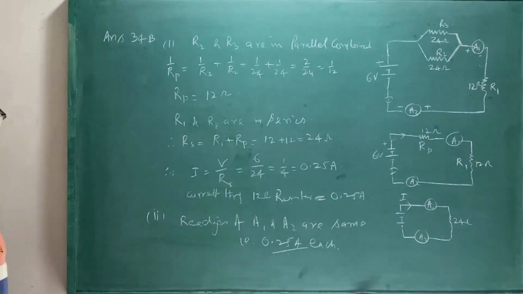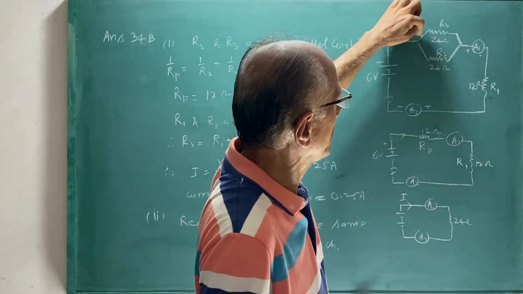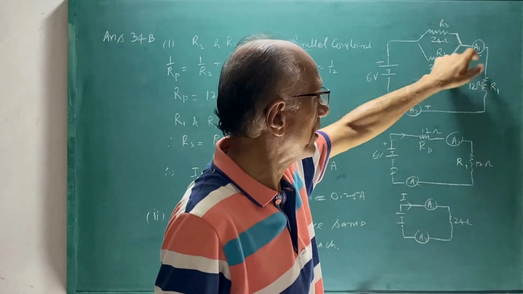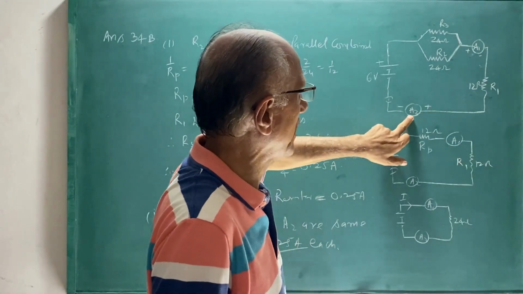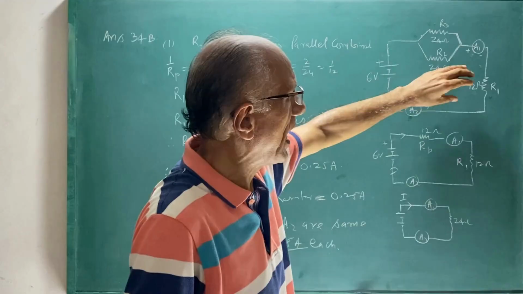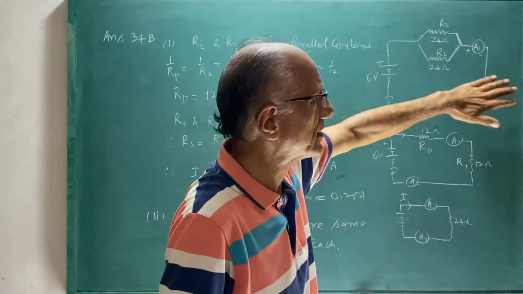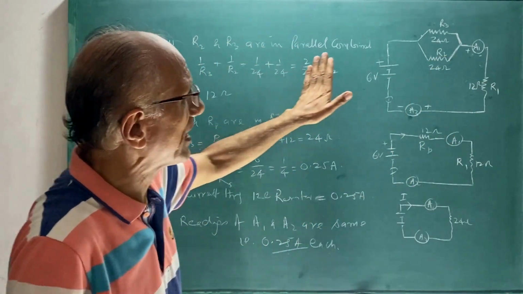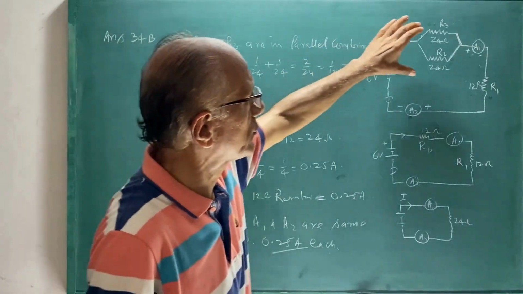Let us look once more. This is the circuit. Here the two 24 ohm resistors are there. It is connected with the ammeter A1. Then the 12 ohm resistance is connected in series here, and then again A2 is connected over here, and this battery is 6 volt. Then they have asked how much current is passing through the 12 ohm resistance, that means R1. So first of all we have to find the net equivalent resistance of the circuit. For that we have to solve these two first.